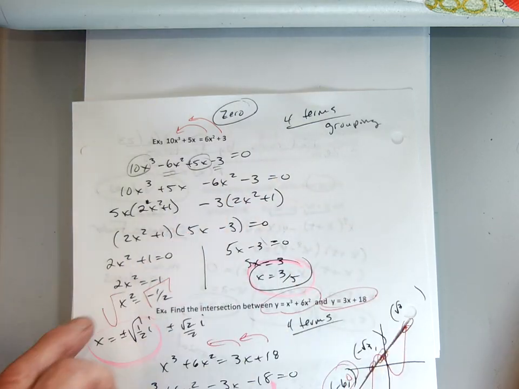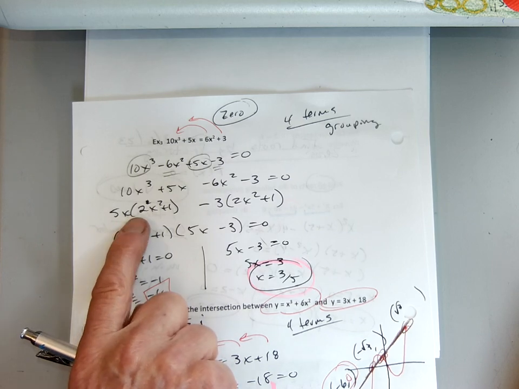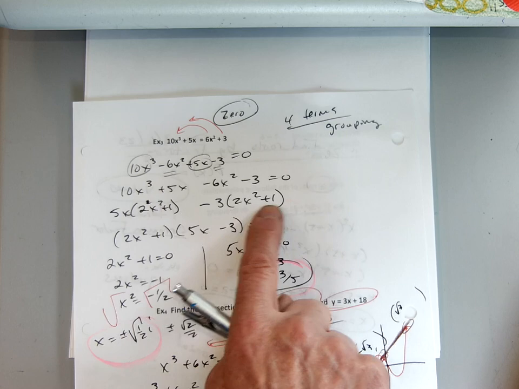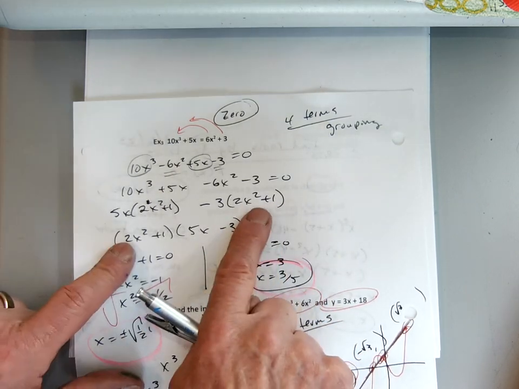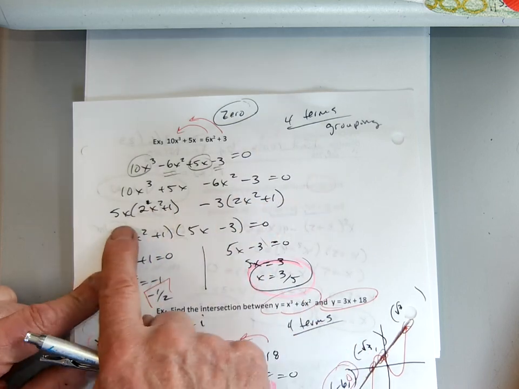So then, okay, grouped. What do these 2 have in common? 5x. I'd have a 2x squared minus 1 left over. What do they have in common? A negative 3. I have a 2x squared plus 1. Now, what do they have in common? 2x squared plus 1. And then if I factor that out, I'd have a 5x minus 3.